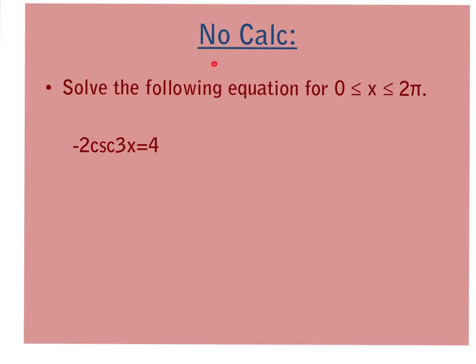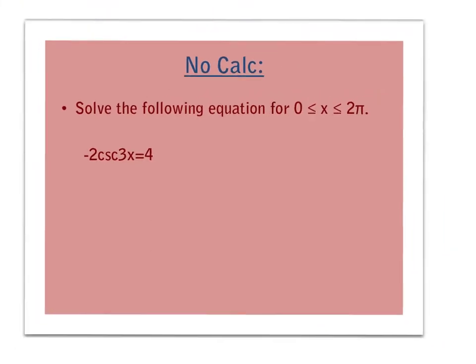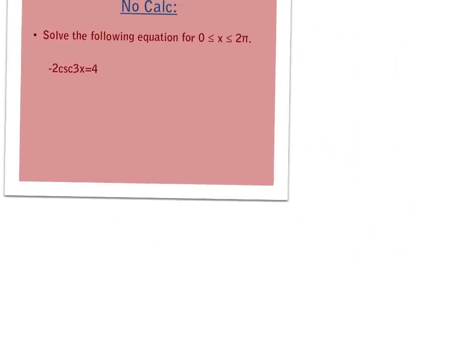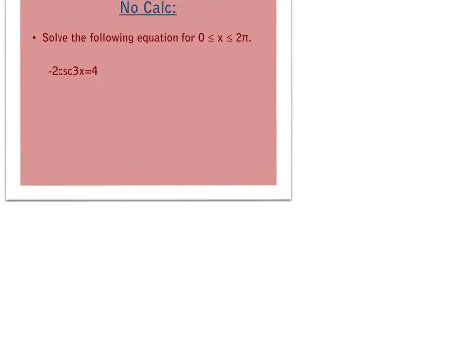This next one up here says no calculator, which may worry you. That just means that we can do it on the unit circle. Slide this, we may need some space. You'll notice here we're also in radians. We have 0 is less than or equal to x, which is less than 2 pi. So let's take a look.